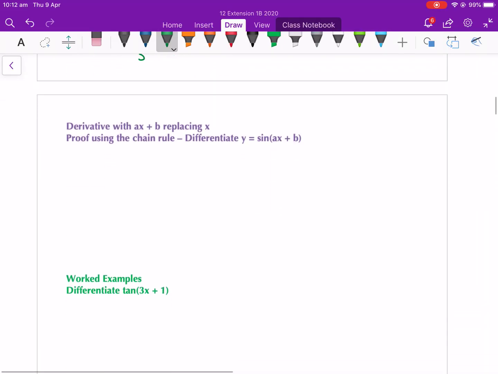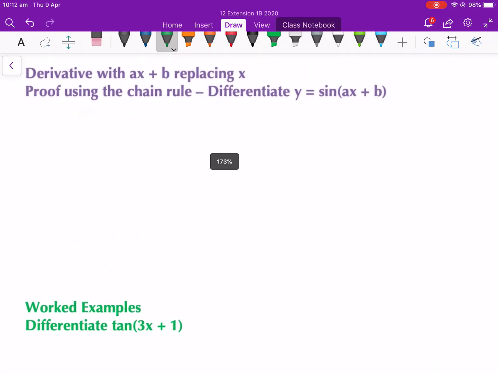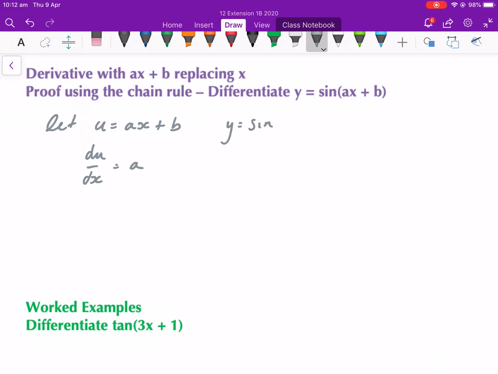So in this section, we're going to look at differentiating functions where the x is being replaced by ax plus b. And again, I'm just going to show you this proof using the chain rule. So here we're going to let u equal ax plus b. So therefore, du on dx, when we differentiate this, we just end up with a. That means that y is equal to sine u.